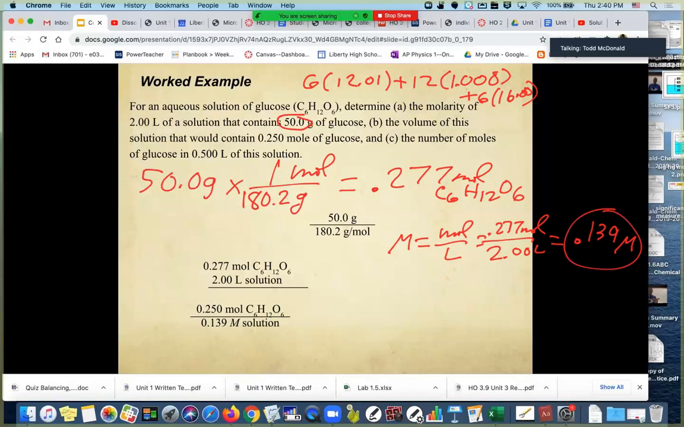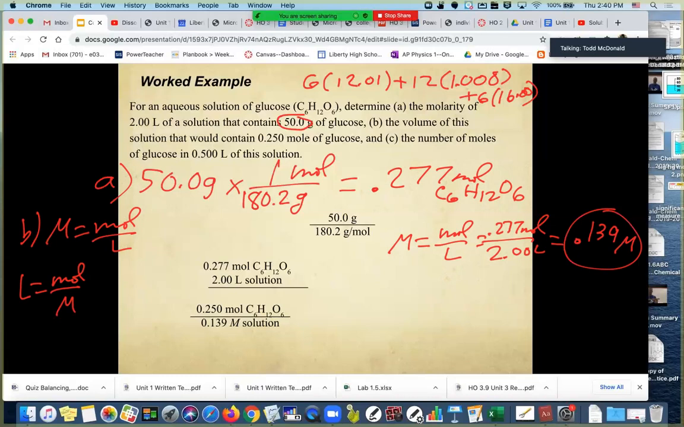Now here's the second part, part B. So that was part A. Part B asks: what's the volume of the solution that would contain 0.250 moles of glucose? Let's say I have this solution and I want to pour out 0.25 moles of glucose. What would my volume have to be in order for that to occur? So here's what we do. We go back to our molarity equation. Molarity is moles over liters. If I rearrange this equation, doing cross multiplication, my liters is equal to moles over molarity.